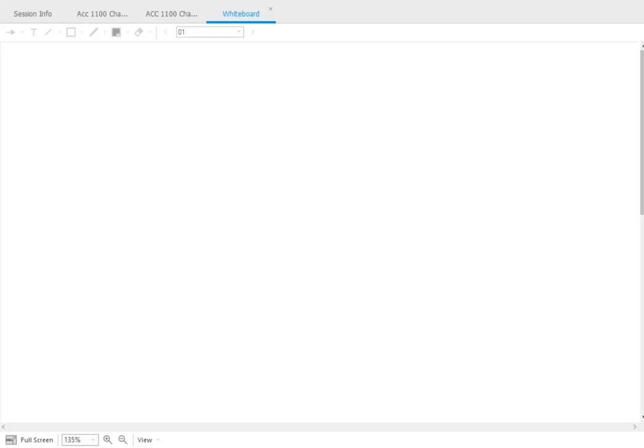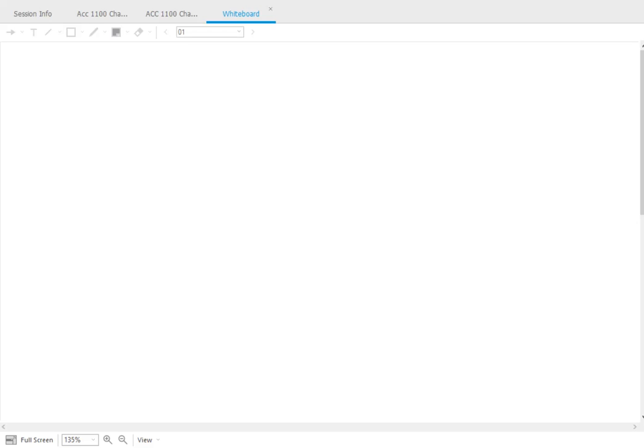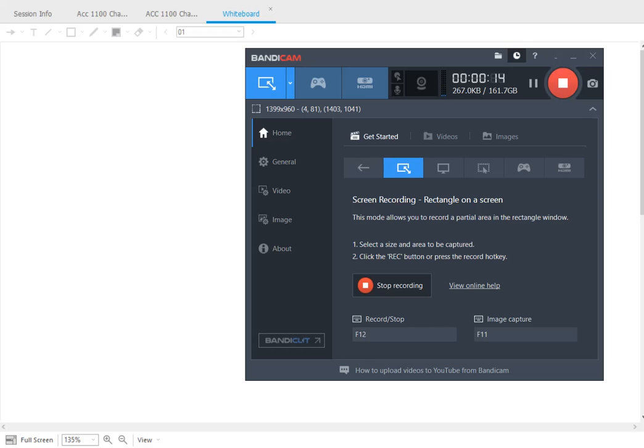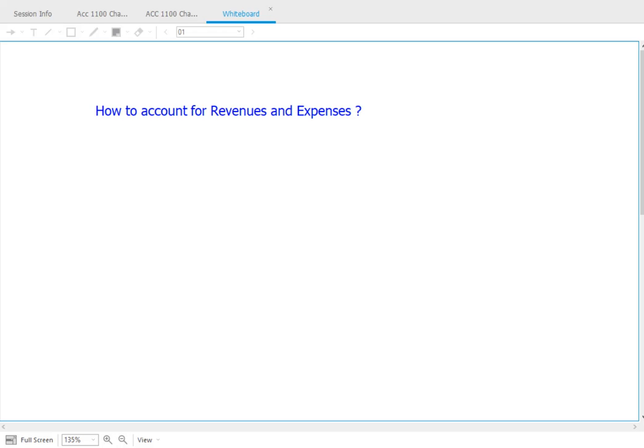What is the difference between the cash basis and the accrual base? We have two ways to account for revenue and expenses, or two accounting methods. Let me write here: how to account for revenues and expenses. There are two ways to account for revenue and expenses. One is called cash basis, and another method we name accrual base.